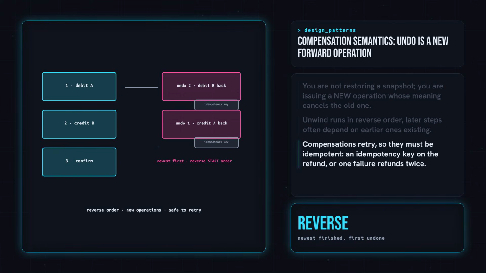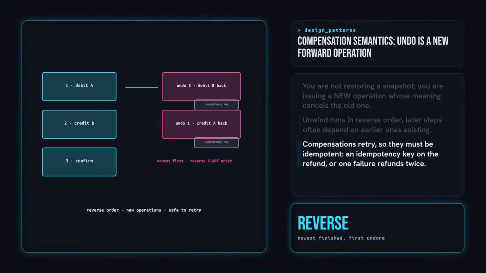Cloudflare's example is literally the transfer ID suffixed with rollback debit account A, so the bank can recognize a duplicate refund attempt and swallow it. Miss that detail and your failure handler becomes the incident, the double refund. So we have steps, compensations, ordering, idempotency.